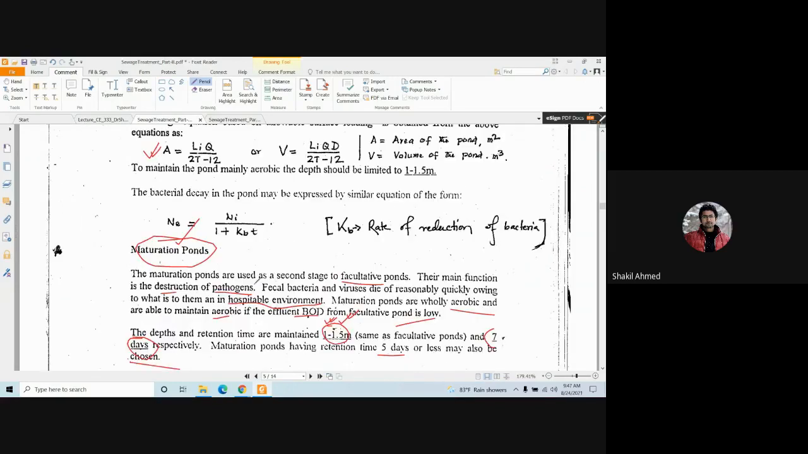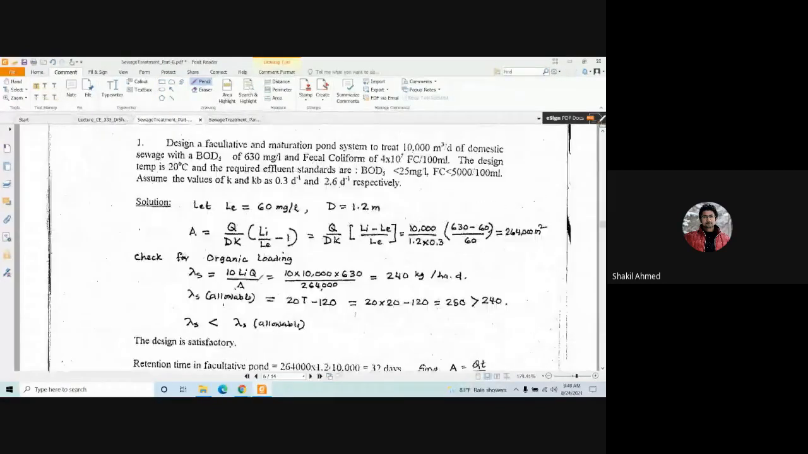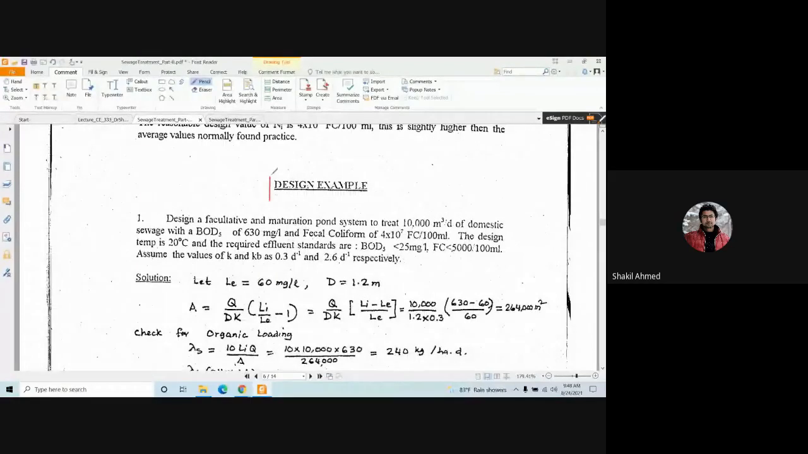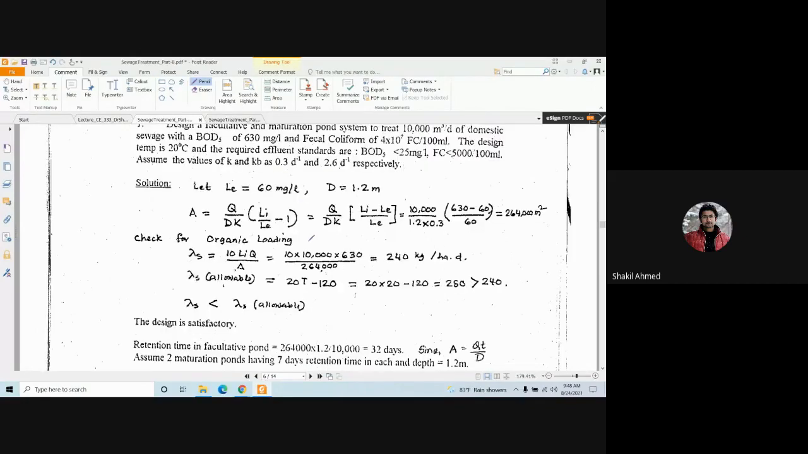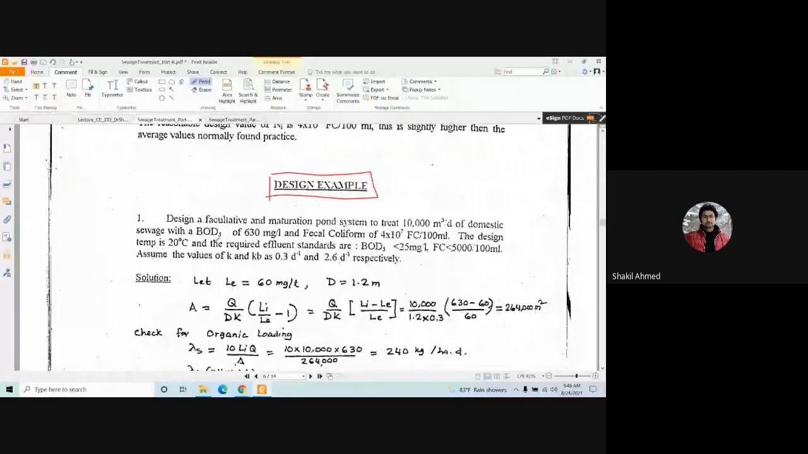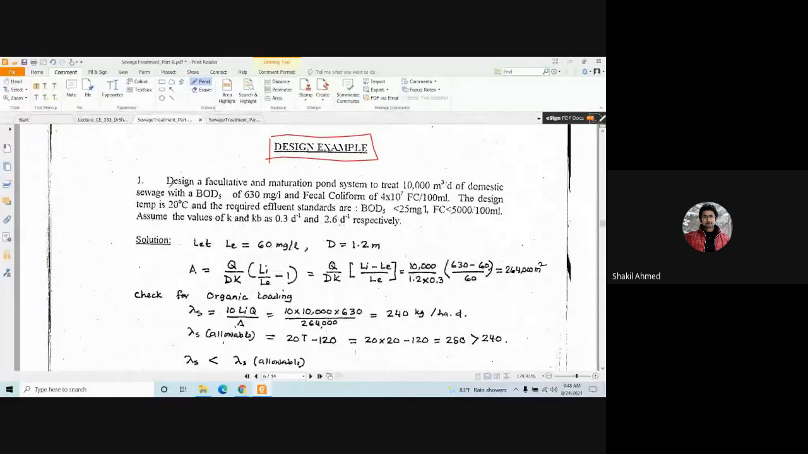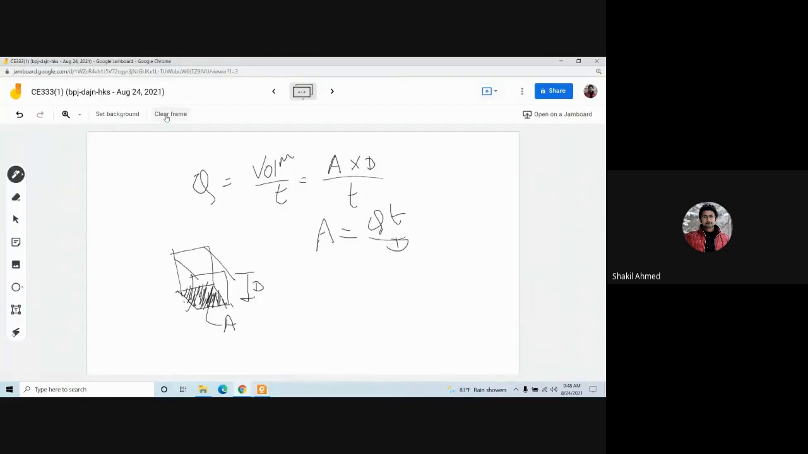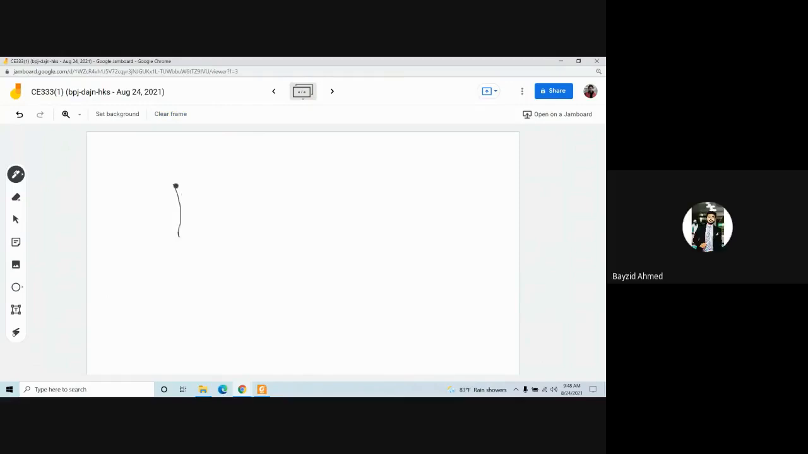Anyway, so let's do some example here. Design a facultative and maturation pond system. So there is no anaerobic pond, only facultative and maturation pond. Are you following me, guys? Yes, sir. As I told you, anaerobic pond is not always required.